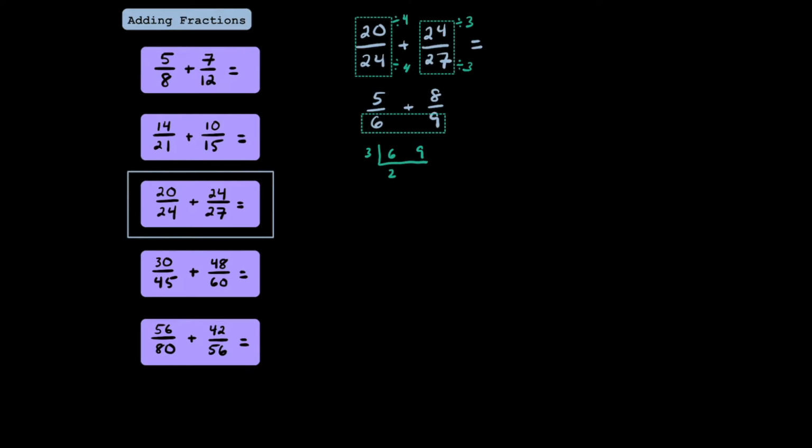3 goes into both of them, and we're left with 2 and 3. Our least common denominator is going to be 18. To get 18, it's going to be 6 times 3, and 5 does the same. And on the bottom of the other one, it has to be 9 times 2, and 8 times 2.